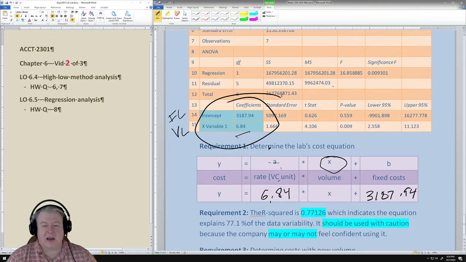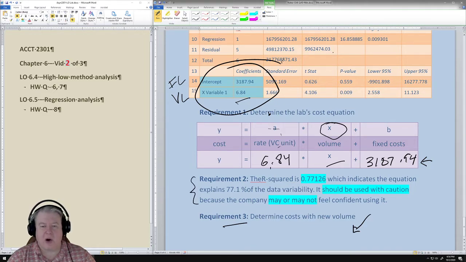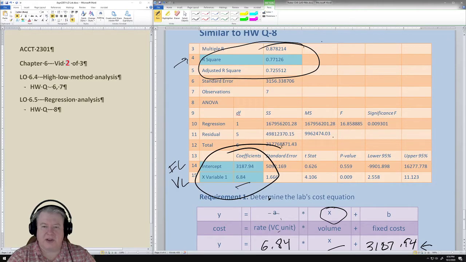And I will just look here at requirement number 3. In question number 8, it does say determine its cost with a new volume. I won't actually do it because you have the equation. All you have to do is take this cost equation, plug in the new volume, multiply it out, and you'll get the answer. Now, requirement number 2 asks you to understand a little bit about the output and this R squared. The R squared is 0.77. You'll see here I have it highlighted.